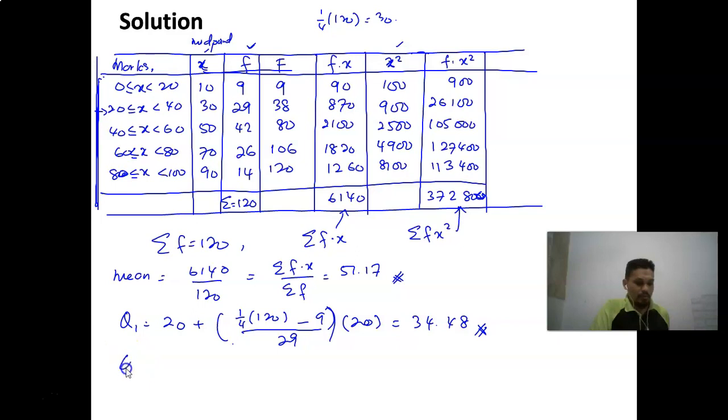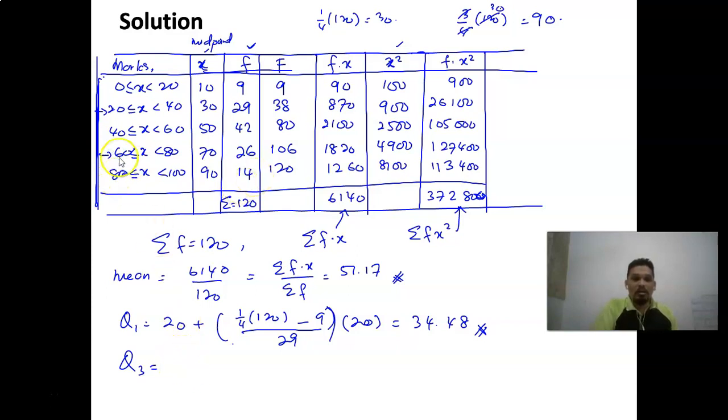And the third quartile equal to 3/4 times 120. For this one here, 120 divided by 4 is 30, 30 times 3 equal to 90. So 90 is between 80 and 106. So this is the class that we're talking about.